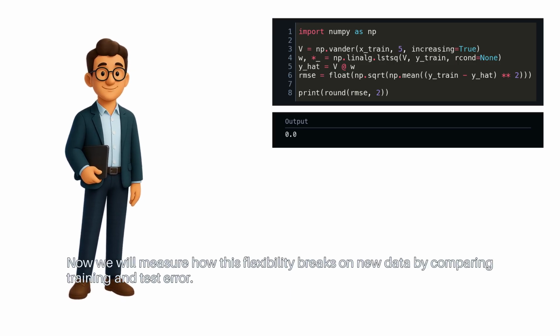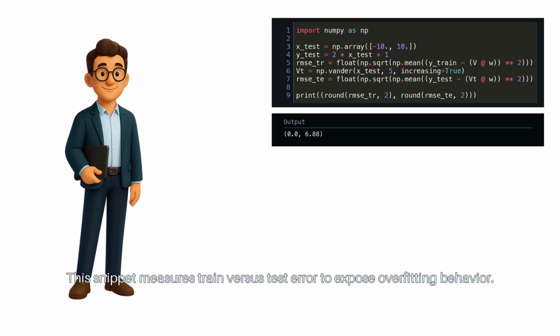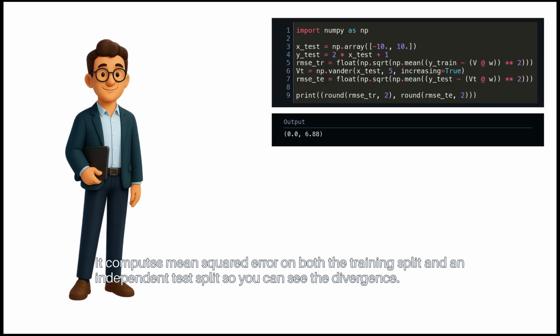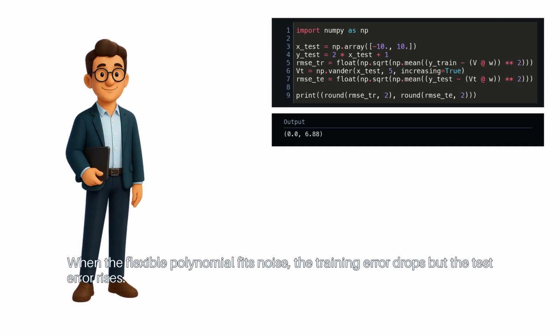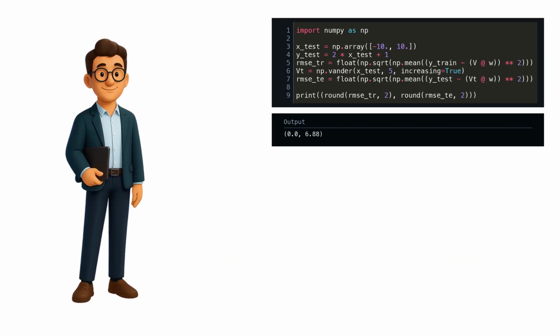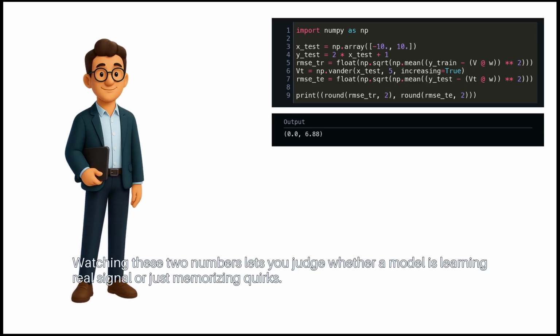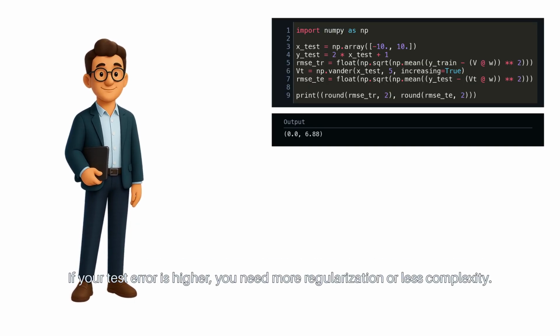Now we will measure how this flexibility breaks on new data by comparing training and test error. This snippet measures train versus test error to expose overfitting behavior. It computes mean squared error on both the training split and an independent test split, so you can see the divergence. When the flexible polynomial fits noise, the training error drops, but the test error rises. That gap is exactly overfitting. Watching these two numbers lets you judge whether a model is learning real signal or just memorizing quirks. If your test error is higher, you need more regularization or less complexity.